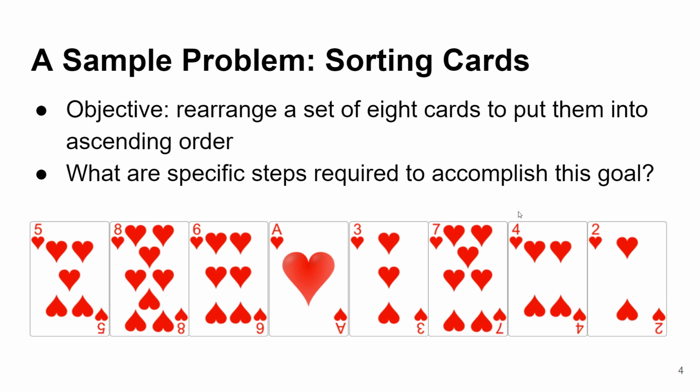Okay, so in this case, one algorithm might be to take the smallest card, let's say ace is the smallest, and put it at the front. Then find the next smallest card, the 2. Search through the deck. Oh, there's the 2. Put that towards the front, right behind the ace. Now let's find the 3 and put that near the front. Okay, that would be one algorithm for solving this problem. Keep repeatedly searching for the smallest card that we haven't considered yet and putting it towards the front.